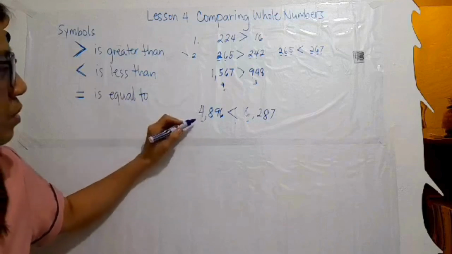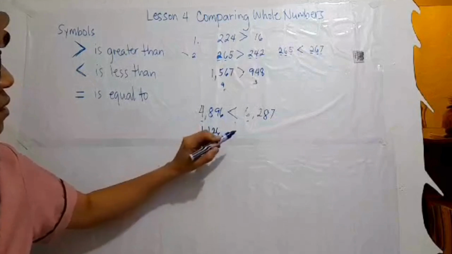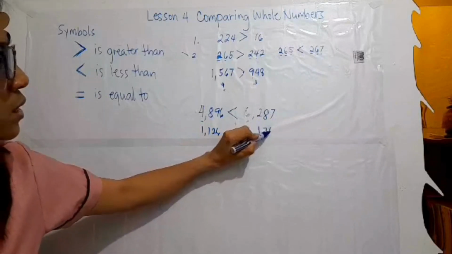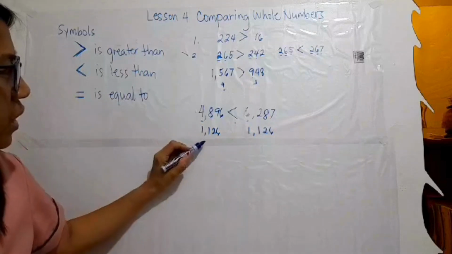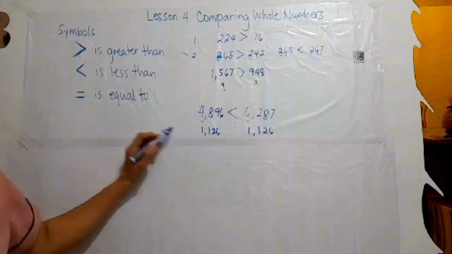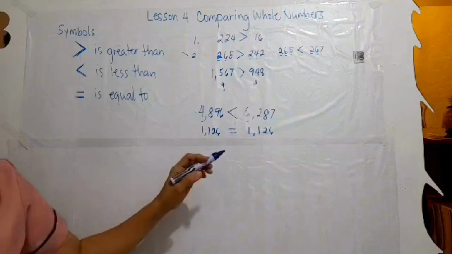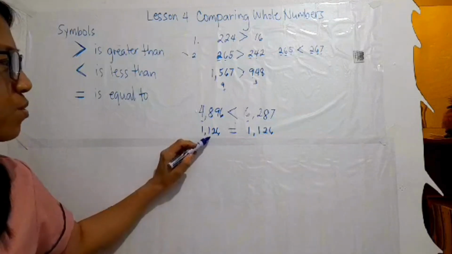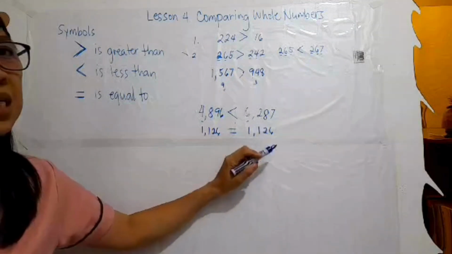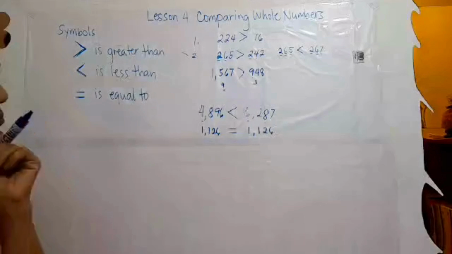Another example, if we have 1,126, and on the other side we also have 1,126. Okay, we can already conclude that they are the same number. So we could use the equal sign, and this can be read as 1,126 is equal to 1,126. If they are the same number, therefore they are equal.